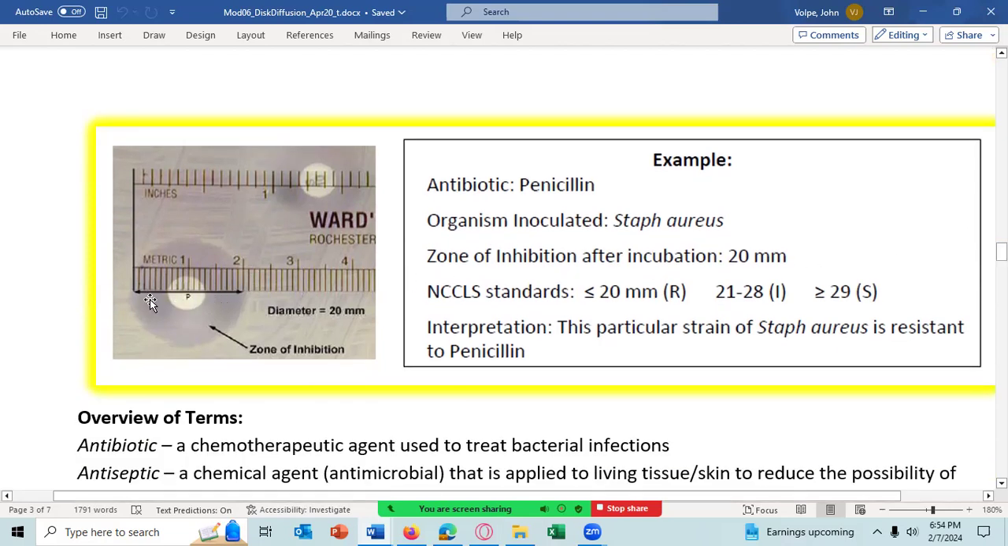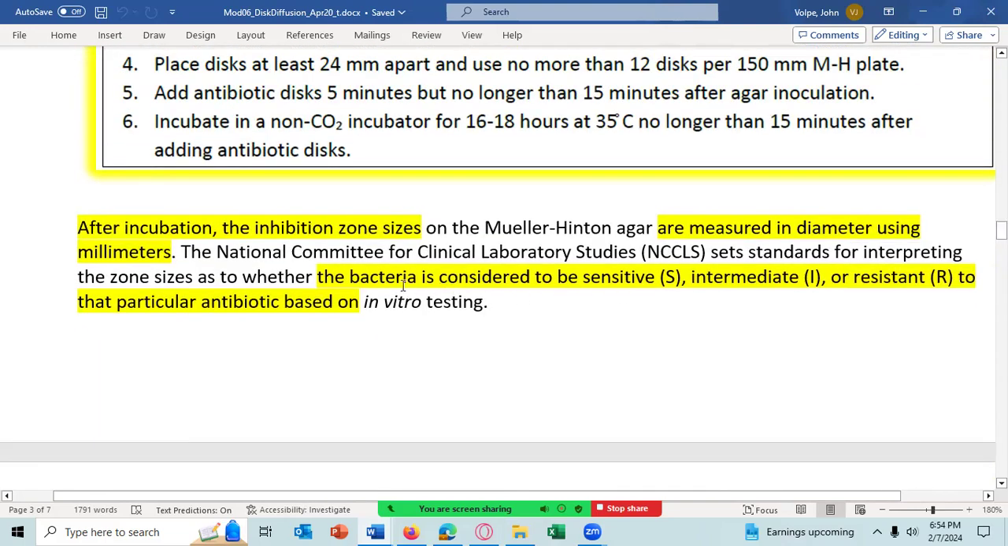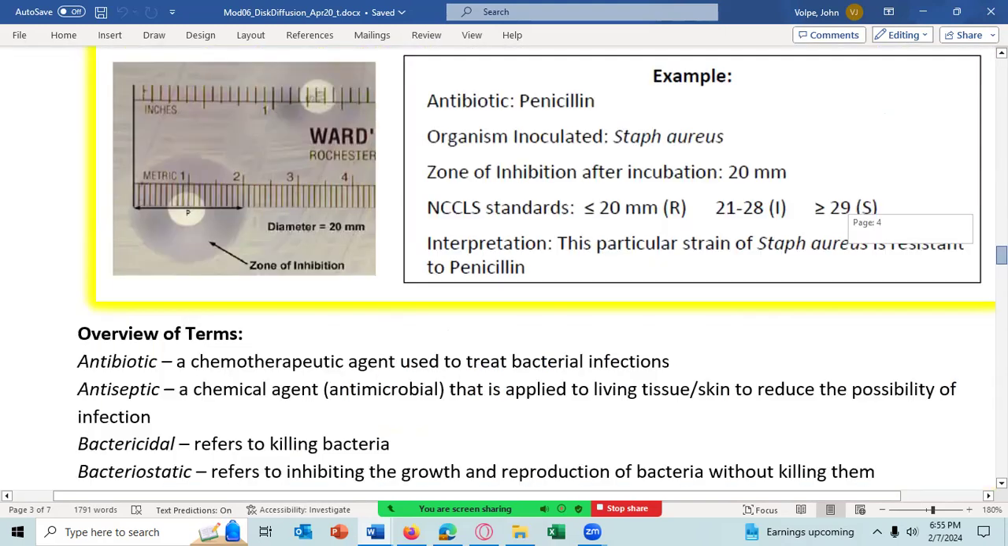Measure the diameter of the zone of inhibition, and then compare it to a table. This table comes from the NCCLS, the National Committee for Clinical Laboratory Studies. I'm just going to call it the NCCLS standard table. Each antibiotic will have a different size for its zone of inhibition if it's resistant to that antibiotic and if it's sensitive.